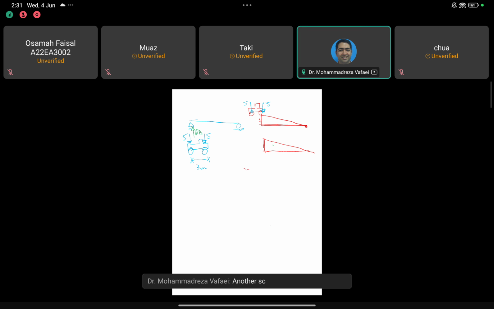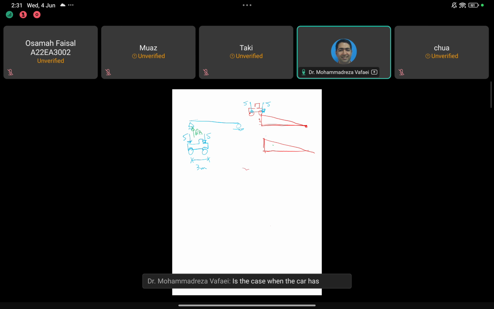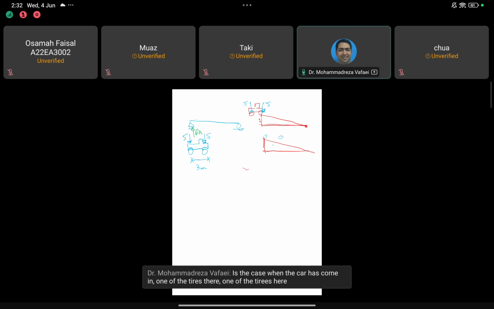Another scenario that we can investigate is the case when the car has come in. One of the tires is there, one of the tires is here. So this is our car, and we have 5 kilonewton here and another 5 kilonewton here. So the distance between these two also is 3 meters.